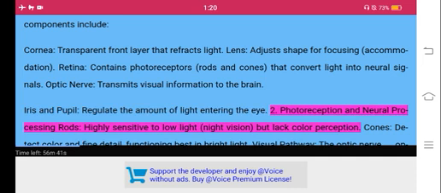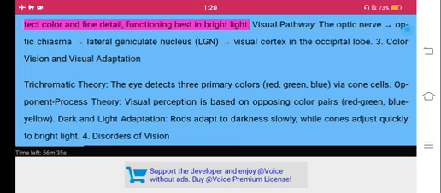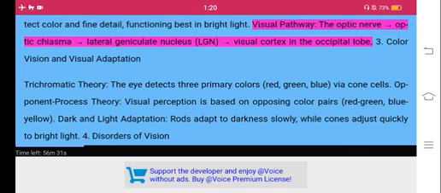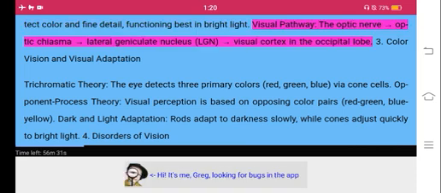2. Photoreception and neural processing. Rods, highly sensitive to low light, night vision, but lack color perception. Cones, detect color and fine detail, functioning best in bright light. Visual pathway: the optic nerve, then optic chiasma, then lateral geniculate nucleus, LGN, then visual cortex in the occipital lobe.